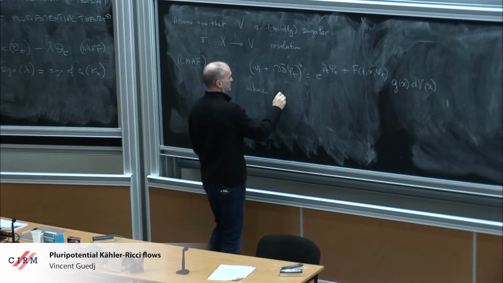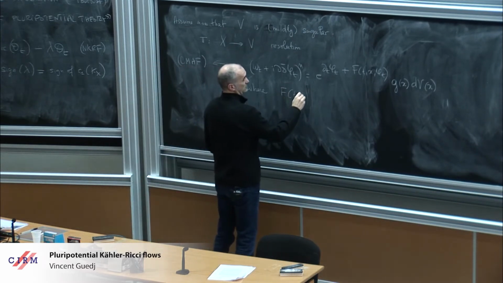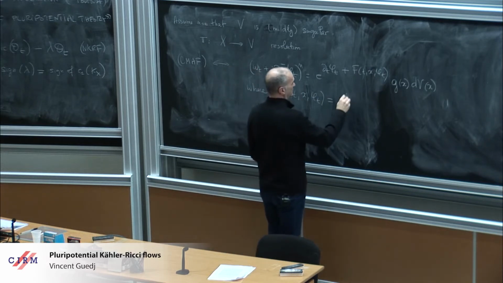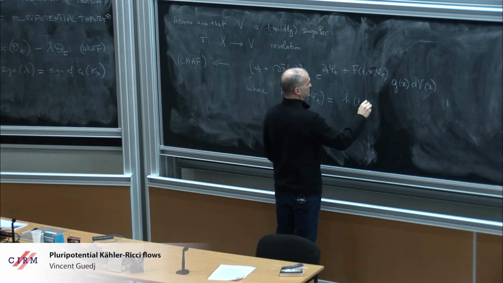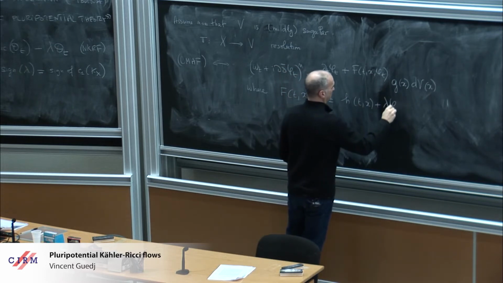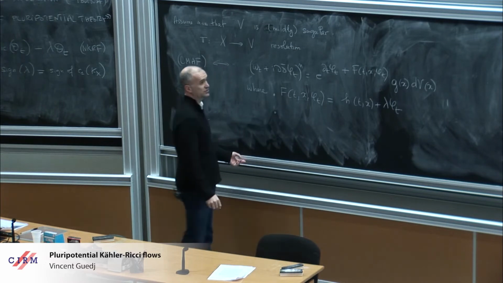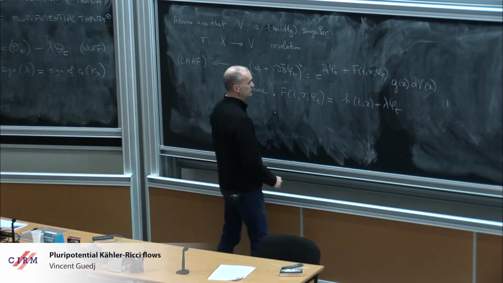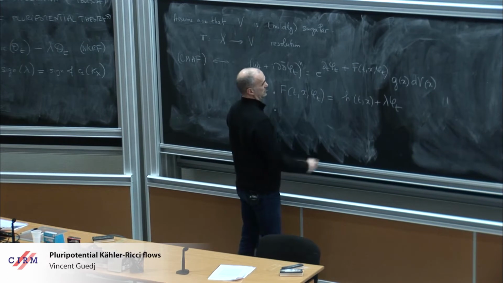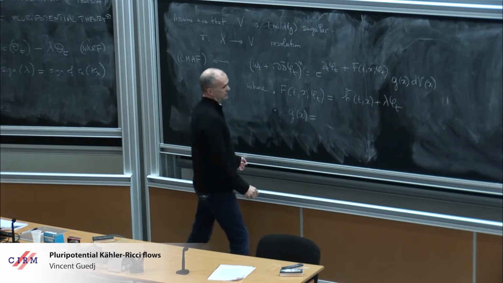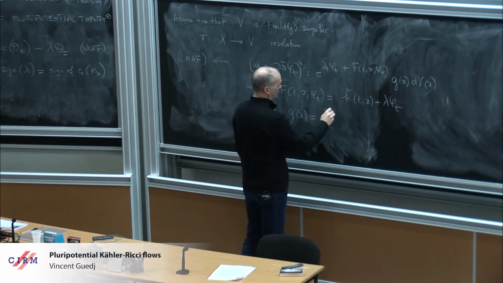So F looks similar to what we had before, something like some function h of t of x plus lambda phi of t. So this hasn't much changed, but there is a new guy here, g, which has the following form.